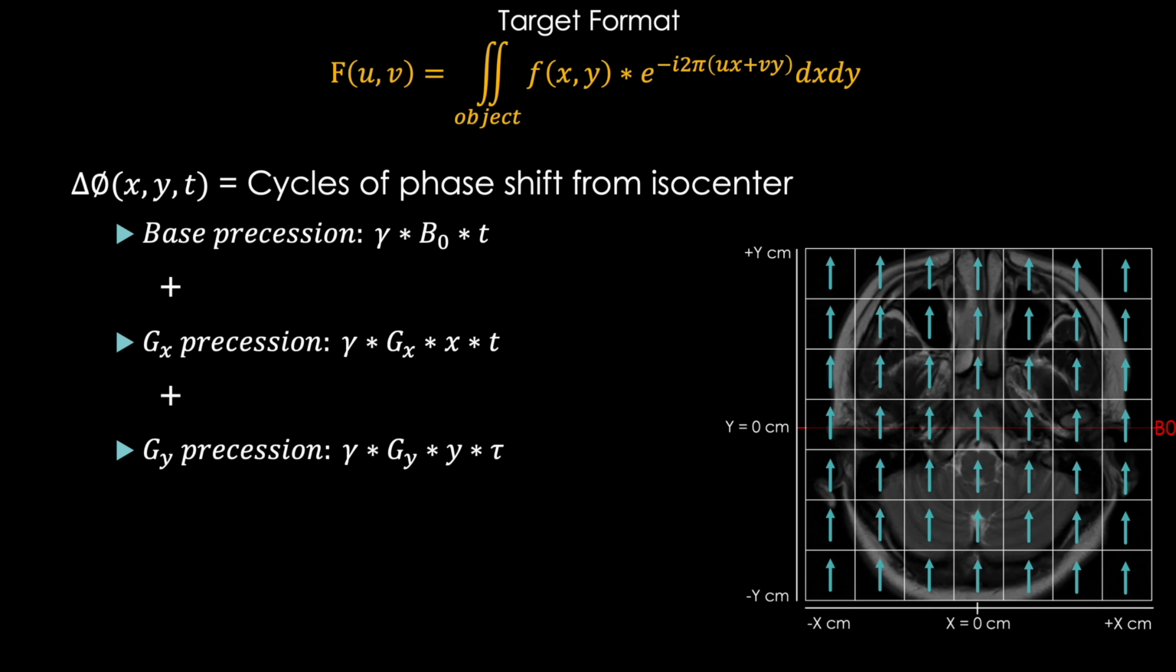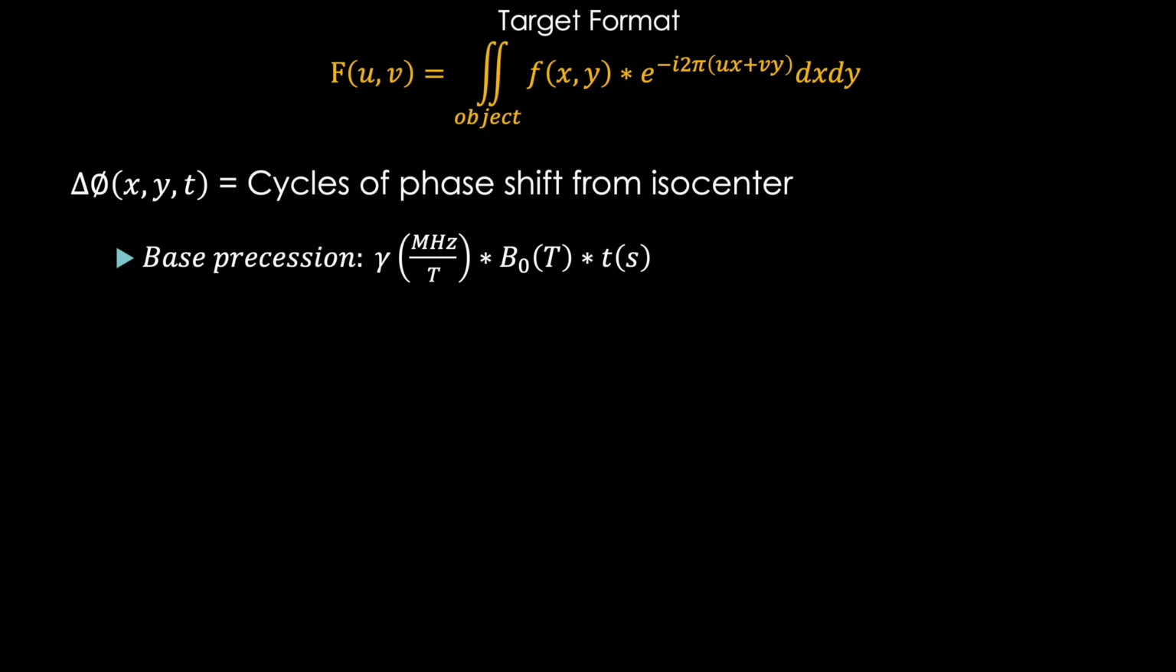Can we really just add all these together? Let's quickly perform a unit analysis to make sure it all lines up mathematically. This is one of my favorite tools to figure out what's going on in complicated equations. Let's start with the base precession. The units of gamma are megahertz per Tesla. Our main magnetic field B0 is measured in Tesla, and time is in seconds.